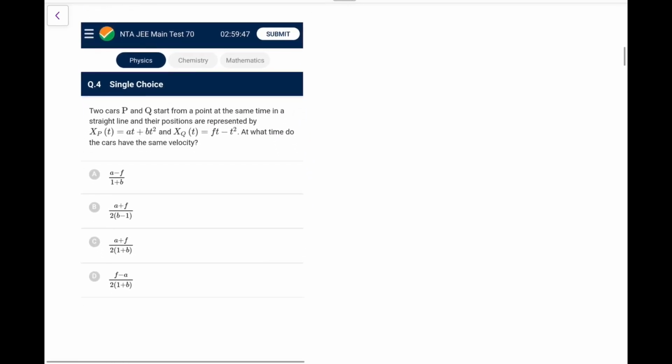Next. 2 cars start from a point at the same time in a straight line, and their positions are represented by xP is at plus bt square, xQ is ft minus t square. So both have t square, that means both are uniformly accelerated. So when they have the same velocity, velocity is given by differentiation. So what is the velocity of P, that is VP is a plus 2bt, and that should be equal to f minus 2t. So what do you get?